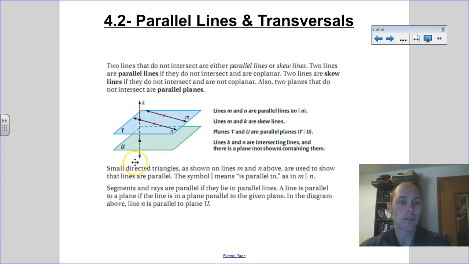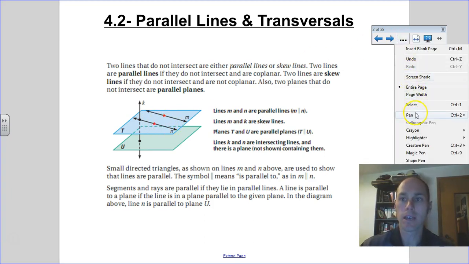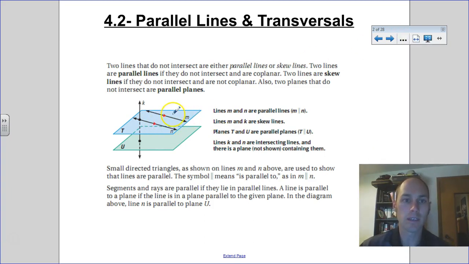So the small directed triangles shown on lines M and N, those little red symbols there, show in a diagram that lines are parallel. Sometimes instead of a triangle, it might just be an arrow, not a full complete triangle. It'll just mean parallel, and this symbol also means "is parallel to." Segments or rays are parallel if they lie within parallel lines. A line is parallel to a plane if the line is in a plane parallel to the given plane. So line N would be parallel to plane U in this case.